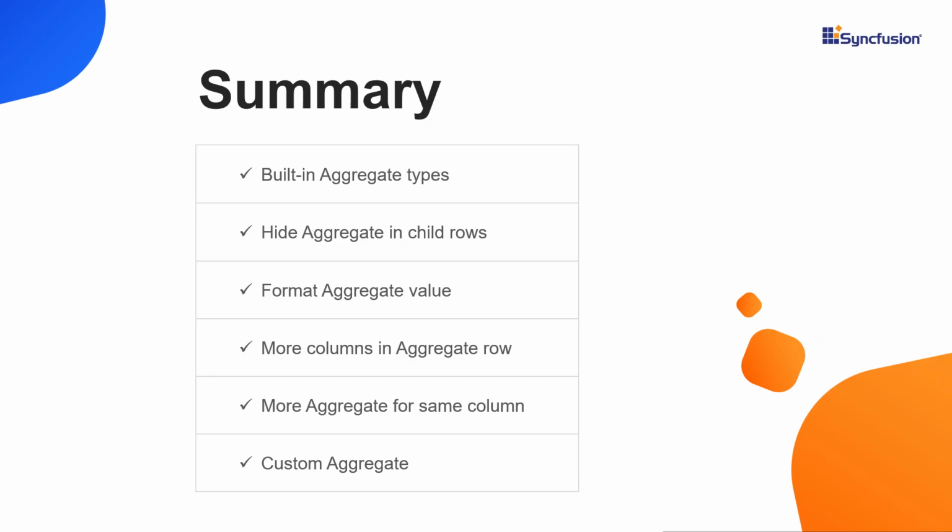I have explained the steps to show aggregated values using the built-in aggregate types in the tree grid footer and how to hide them in the child rows. Also, I showed you how to format the aggregate value, add more columns in the aggregation row, add more aggregations for the same column, and calculate the aggregate value with your own aggregate function.